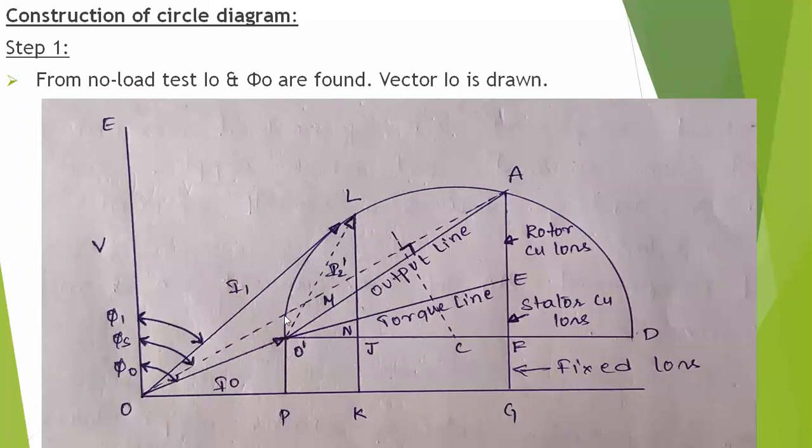So now this OA is a vector line that gives the motor input on short circuit. This is the total motor input on short circuit, AG. It is nothing but fixed loss plus stator copper loss plus rotor copper loss. If you sum all of these, you will get the motor input on short circuit. So this is the procedure in step 2.